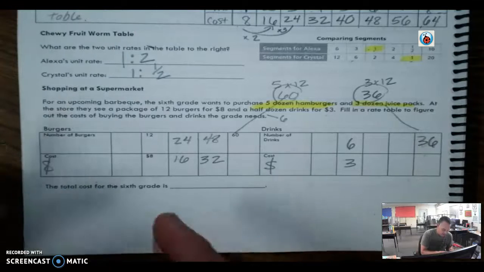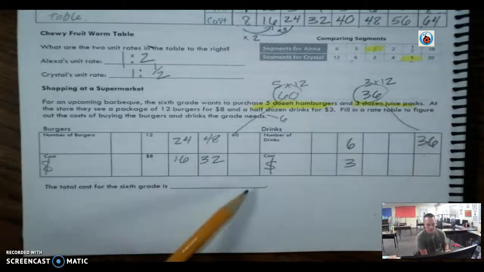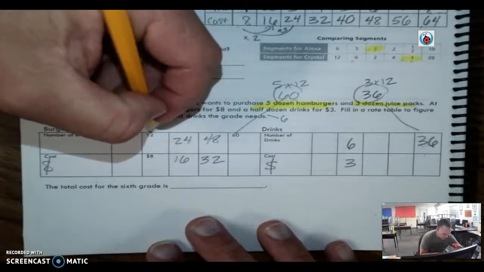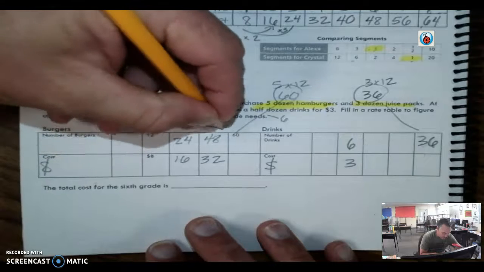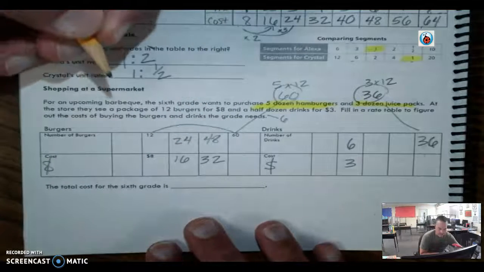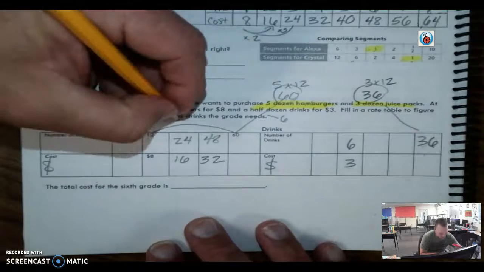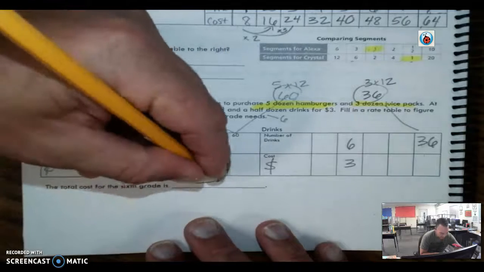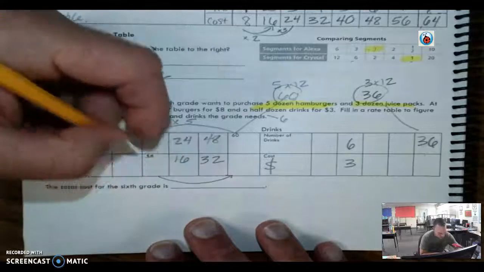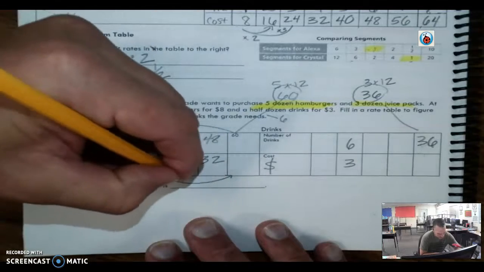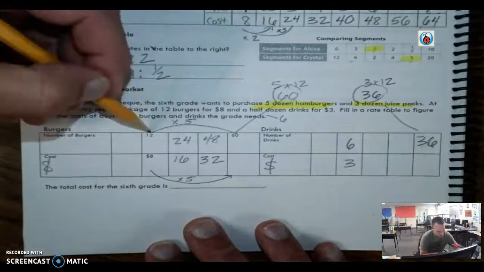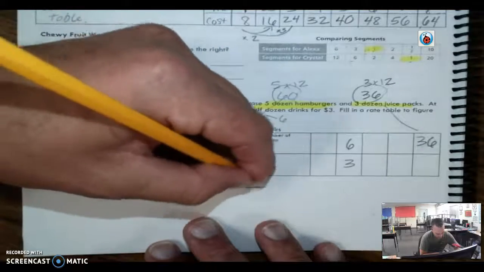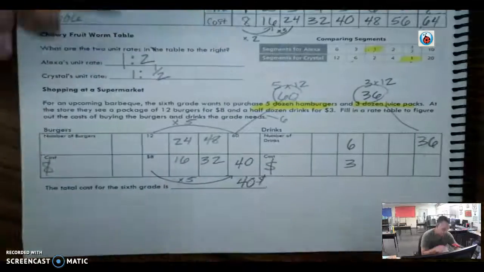The total cost for 6th grade, I can tell right now it's going to be more than $32, right? And I have to get up to 60. So I could also look at numbers that are related to 60. I see right here 12 is related to 60, and it's through multiplication. And it's going to be 12 times 5, which means on the bottom it's going to be 8 times 5, right? And so, of course, 12 times 5 is 60, and 8 times 5 is 40. So it's going to cost them $40 there.